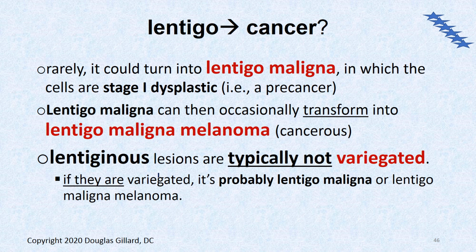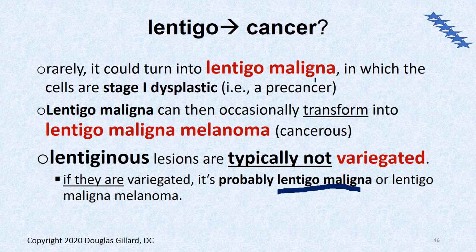So lentiginous lesions are typically not variegated yet. If they are variegated, then it's probably lentigo maligna. So if your freckle, your old age spot, all of a sudden becomes variegated, then it raises the suspicion that you have some stage 1 dysplastic cells in it, and it is precancerous. What's precancerous? Lentigo maligna is precancerous.